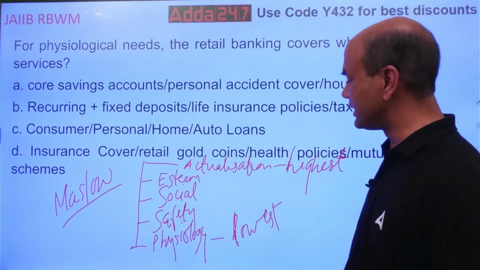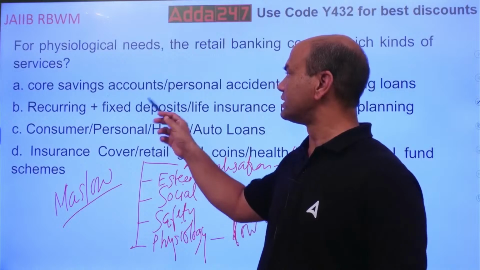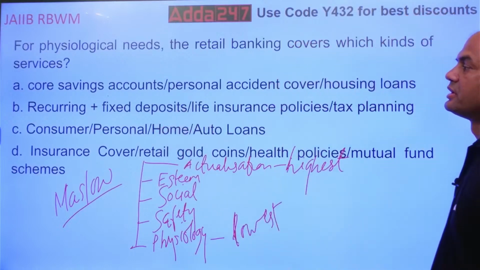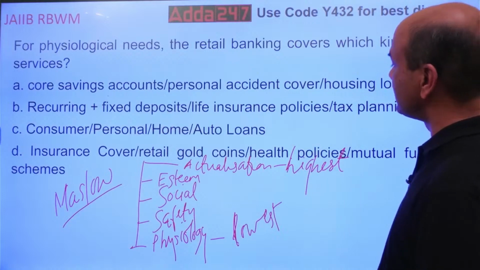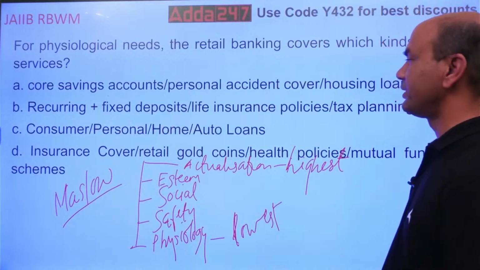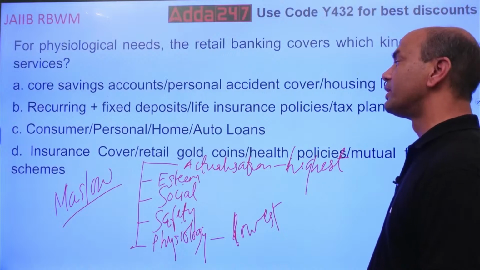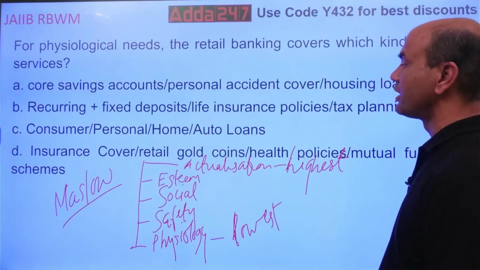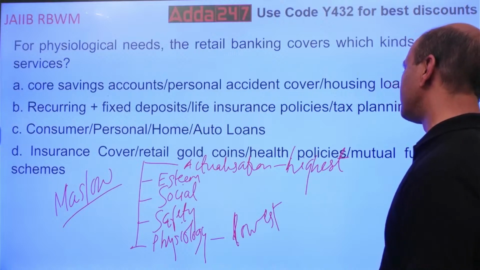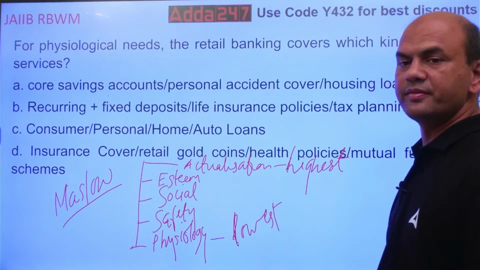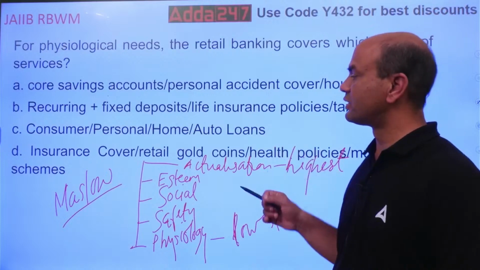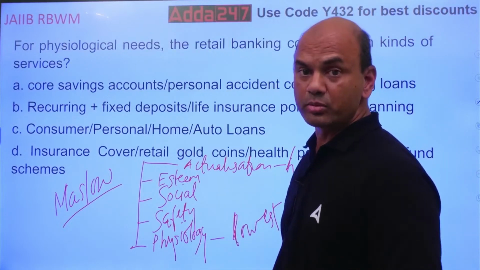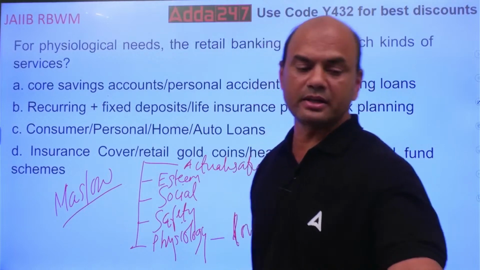Physiological needs here mean core savings account, personal accident cover, housing loans, recurring FD, life insurance policies, tax planning, consumer personal loan, home loan, auto loans, insurance cover, retail gold coins, health policies, mutual fund schemes. What will you suggest to the client who has a physiological need? Hand to mouth. What will you suggest to that client?